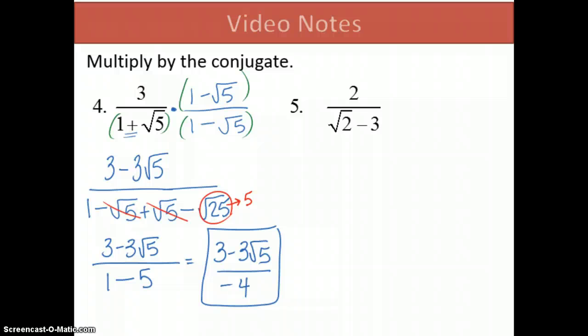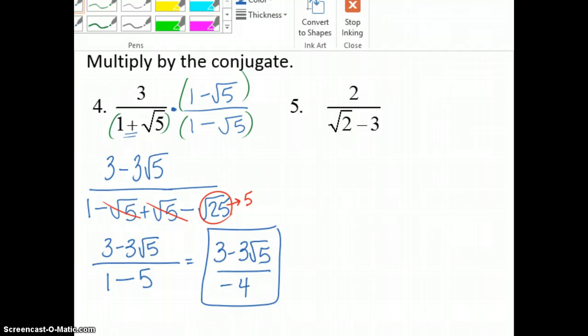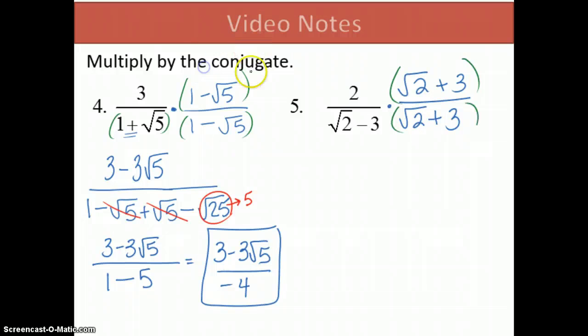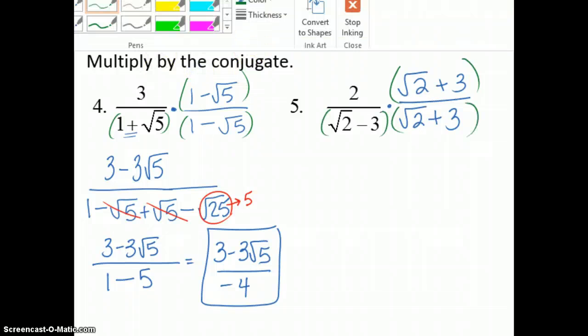All right, I'm going to do one more similar problem. They're just flip-flopped around so you get used to seeing it a different way. So the first thing we're going to do is decide what the conjugate is, and that's the opposite. So I'm going to multiply by the conjugate here, which is going to be root 2 plus 3. Whatever we do on the bottom, we also must do on the top. So we can throw these all into parentheses. It helps with our distributing and our FOILing process.